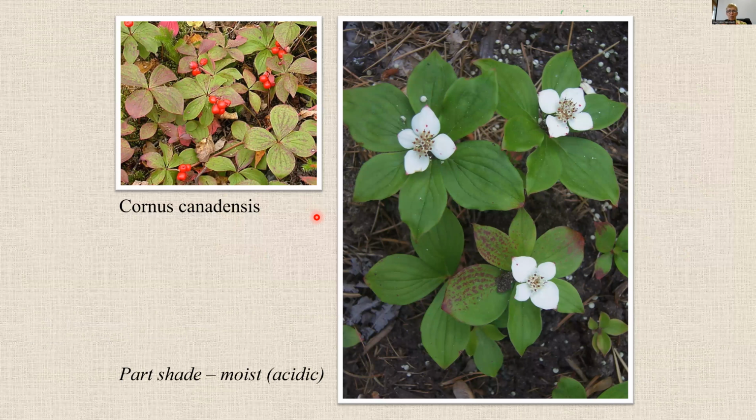Bunchberry, or Cornus canadensis. And this one really does need acidic soil. It's not happy at all in neutral to alkaline soil. So if you've got the right conditions, it can be beautiful. It's low growing, 6 to 8 inches, has these beautiful flowers, followed by berries, and the foliage changes color in the fall. Forms a good dense mat when it's happy, and makes a great ground cover.